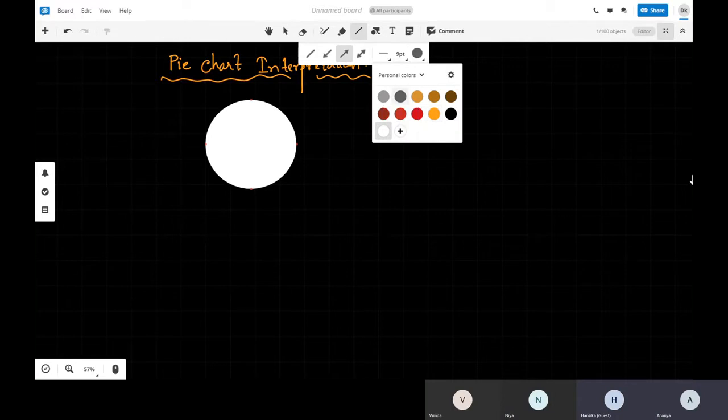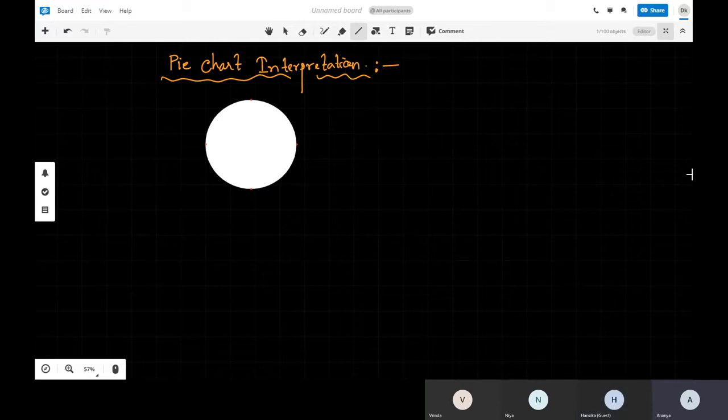Okay, so do you guys remember doing bar graphs and histograms in statistics? Yes. So what do we do in there? We basically represent some kind of data in the bar graph or histogram. In the same way, a pie chart is also used to represent data. It's just that in a pie chart, we generally represent data in the form of percentage instead of simple numbers.